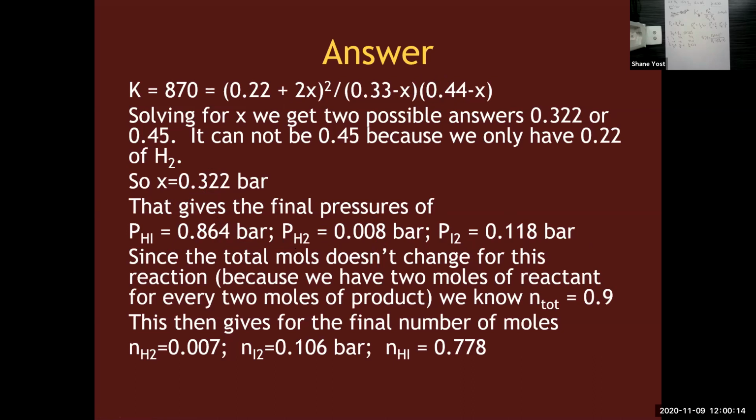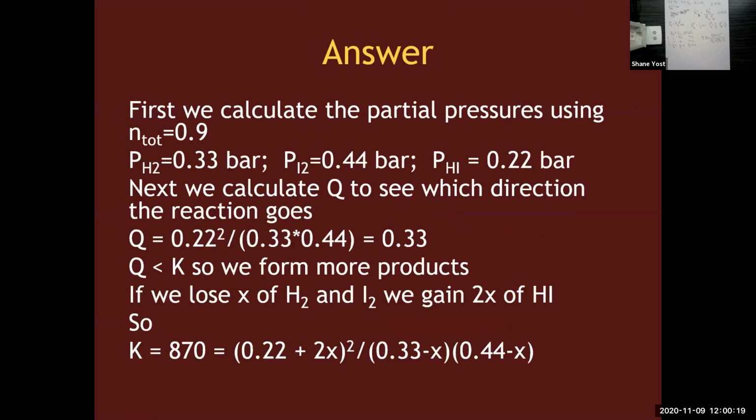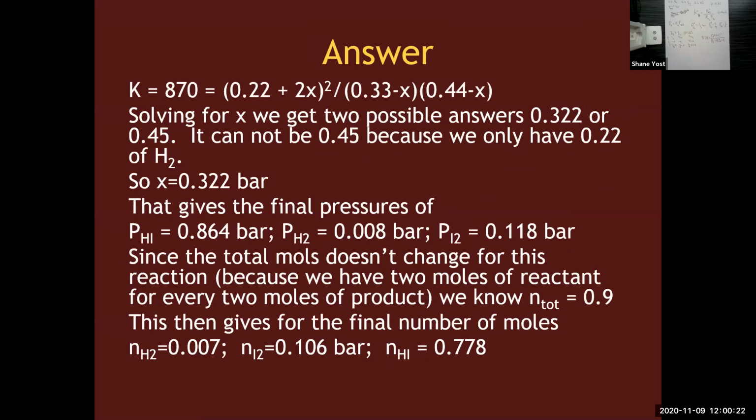Here, I calculated the final moles. Is that what was asked in the question? Let me see. Amounts of each gas, yeah. You could have left it as pressure, it didn't really say. You could calculate the moles. Here I use the fact that the total number of moles is unchanging because they go from 2 molecules to 2 molecules. So the total moles is unchanged. I know N total is 0.9. So basically take these and multiply by 0.9 to get the final number of moles. Oh, that shouldn't be bar. I don't know why that's bar.